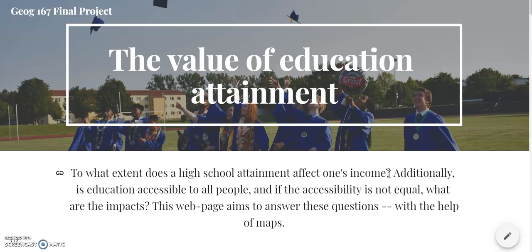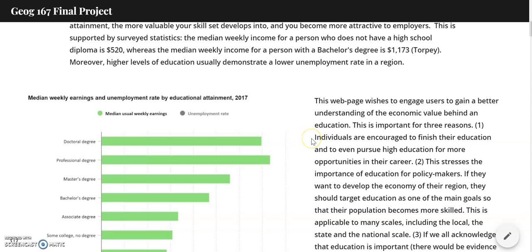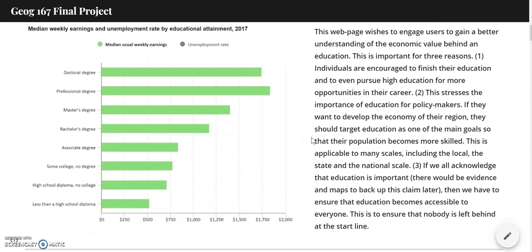The theme of my webpage is the value of education attainment, and specifically, I'm referring to the economic value of education. So the general consensus is that if one gets a higher educational attainment, their income would increase as well. And I'm interested to see this relationship spatially, and I want to map the education and economic variables out.